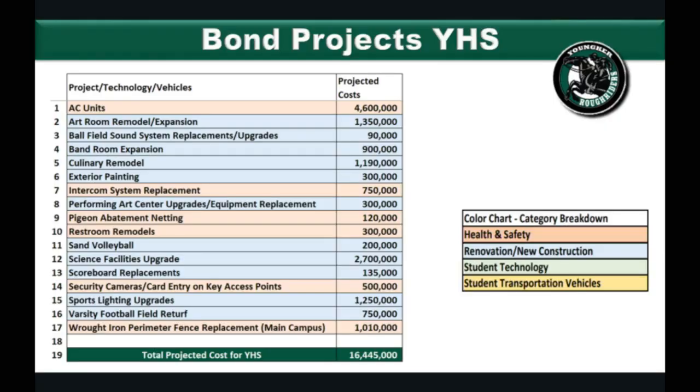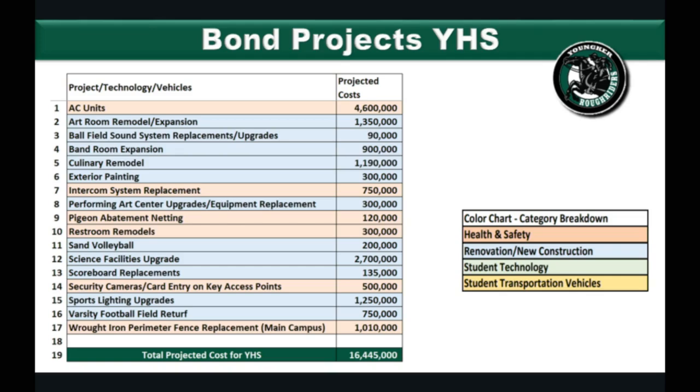All right, and then the Yonker projects, very similar. The AC units there too, the art room remodel, band room expansion, culinary. That's the only campus that doesn't have a full-blown culinary program like the other two, and it's a hugely popular program with kids. Exterior painting, intercom, performing arts like the other two campuses, restroom remodels, sand volleyball, science facilities, scoreboard replacements. As you'll see, they're very similar.